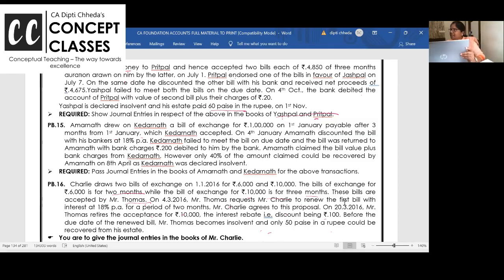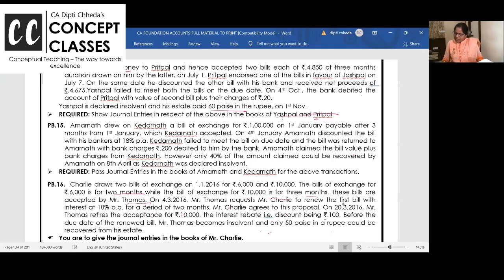One second, the screen is stuck. I'm saying the entries we are discussing now. Later on, you can write a bit. काफी सारे problems हैं, एकदम same है, so I don't want to do it now. I'm just discussing the entries.